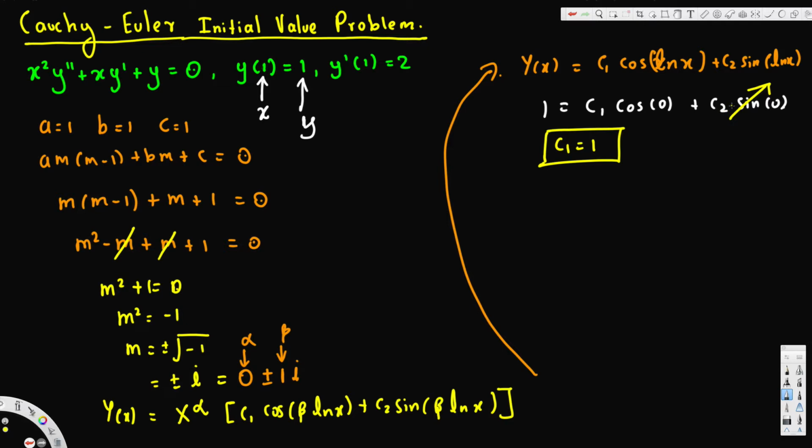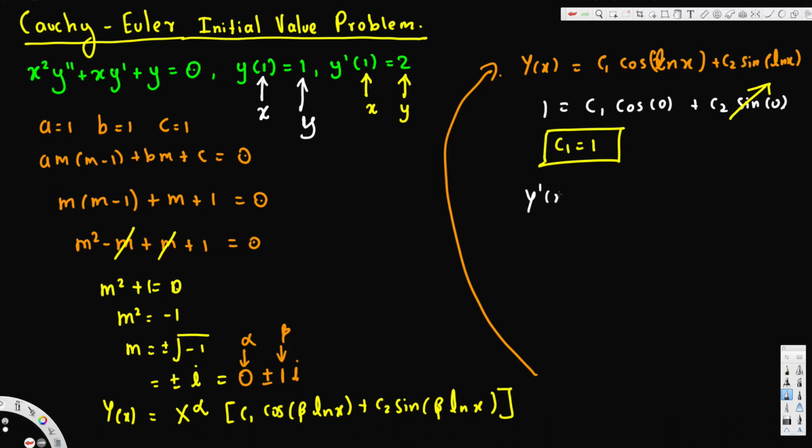Now we have to see whether we can find the C2. To do that, we have to apply this y prime of 1 is equal to 2. Again, this is our x value and this is our y value. Now to apply this in this equation, we have to find the derivative first, because this is y prime of 1. So let's go ahead and take the derivative.